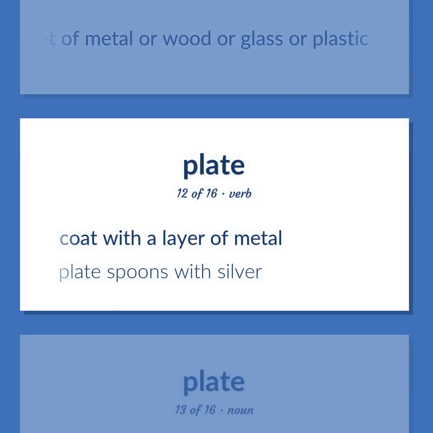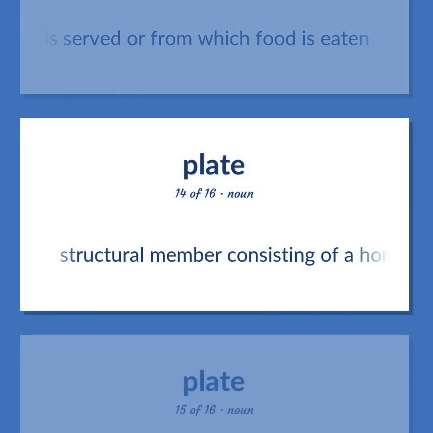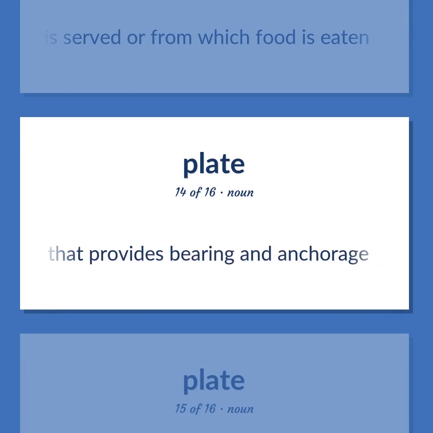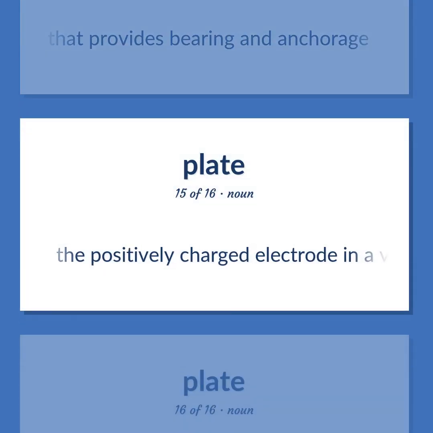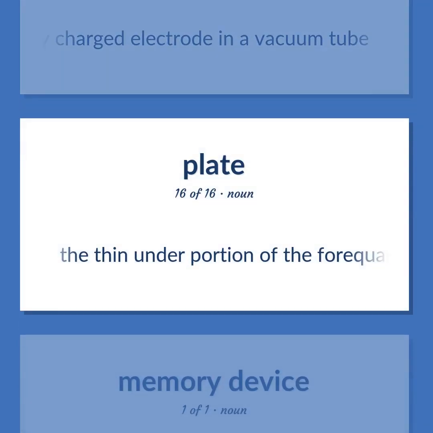Coat with a layer of metal. Plate spoons with silver. Dish on which food is served or from which food is eaten. Structural member consisting of a horizontal beam that provides bearing and anchorage. The positively charged electrode in a vacuum tube. The thin under portion of the forequarter.